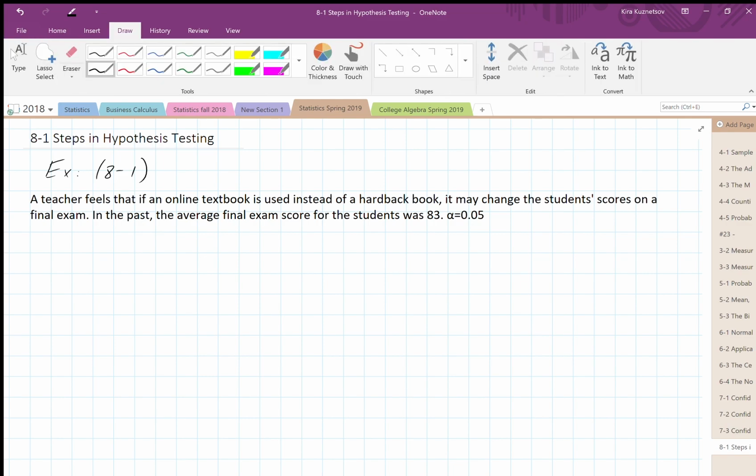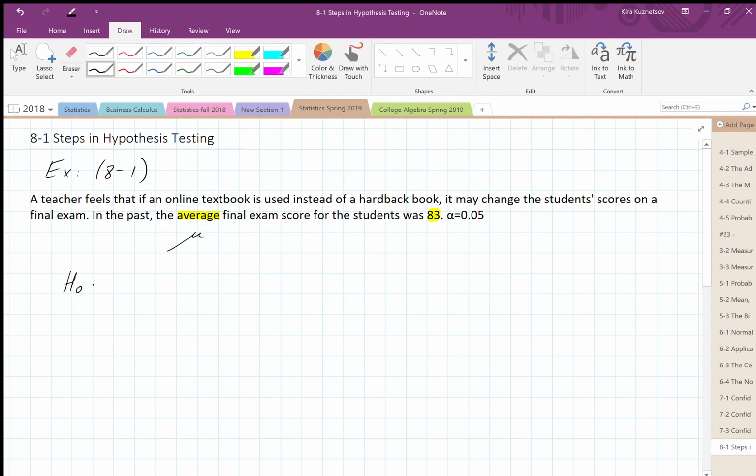A couple of things that I'd like to point out. The fact that we're talking about an average means that it's an inference about a population mean. The information that they gave us has to do with the previous study. So this first highlighted piece of information will give us the setup for our null hypothesis.